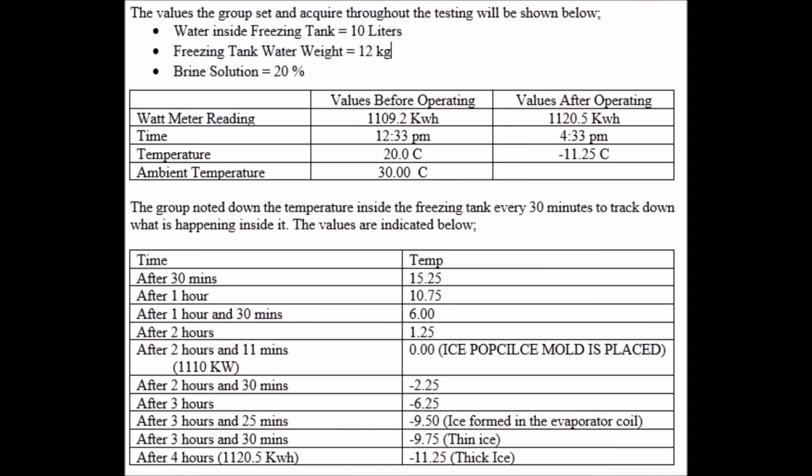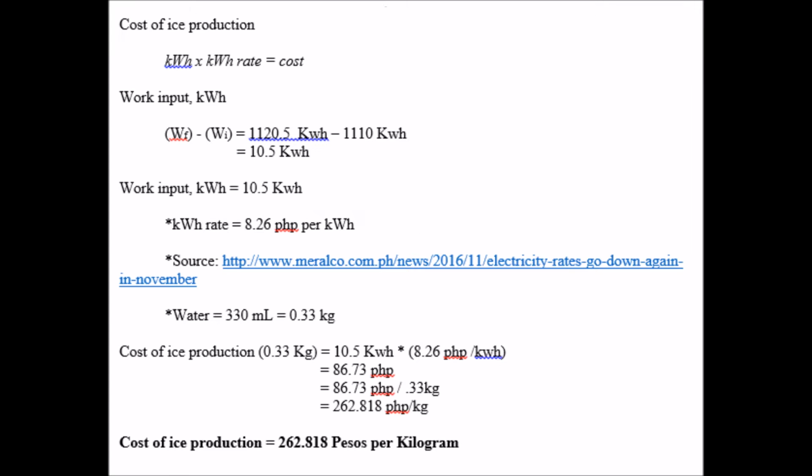So for the summary, in a total of 1 hour and 49 minutes, the group produced ice using 20% brine solution. The computations are also the same. Then the group got the total cost of ice production for the 20% brine solution is 262.82 peso per kilogram.